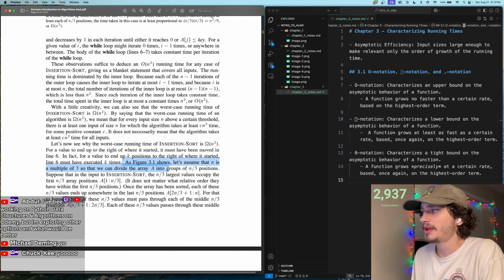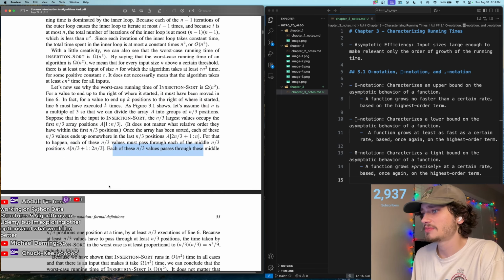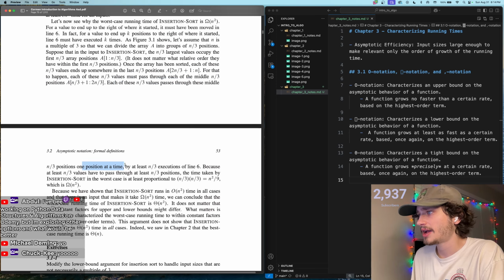Suppose that in the input to insertion sort, the n over 3 largest values occupy the first n over 3 array positions. It does not matter what relative order they have within the first third of the positions. Once the array has been sorted, each of these values ends up somewhere in the last third of the positions. For that to happen, each of these n divided by 3 values must pass through each of the middle positions, one position at a time, by at least n divided by 3 executions of line 6.